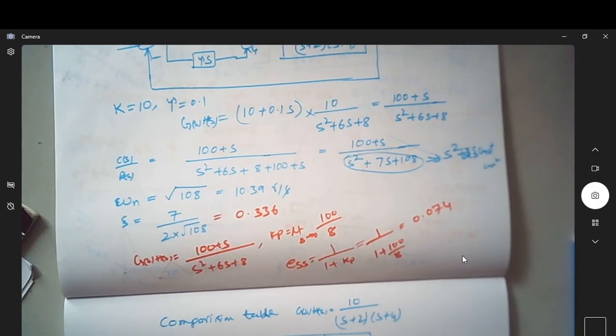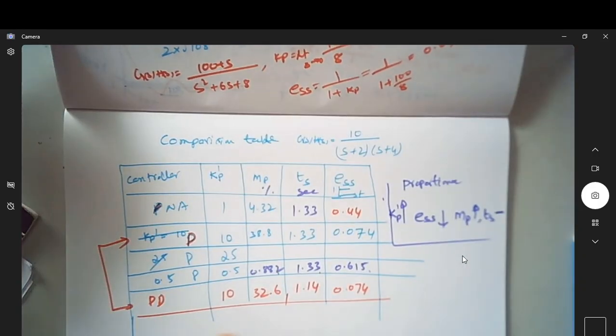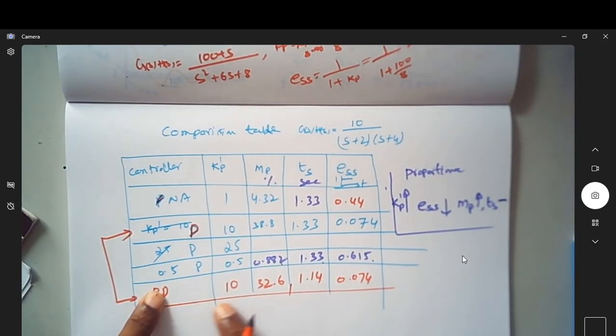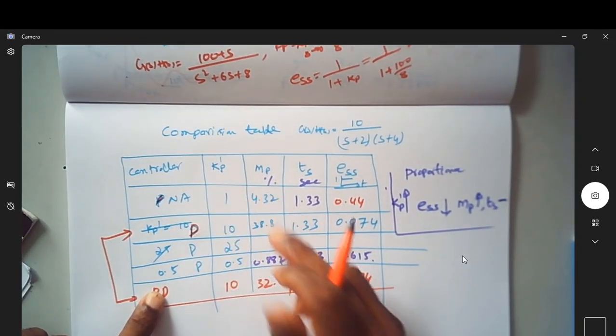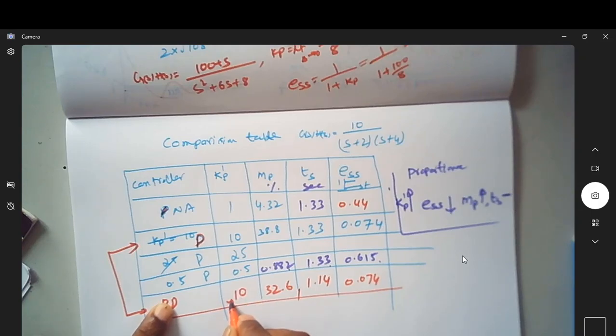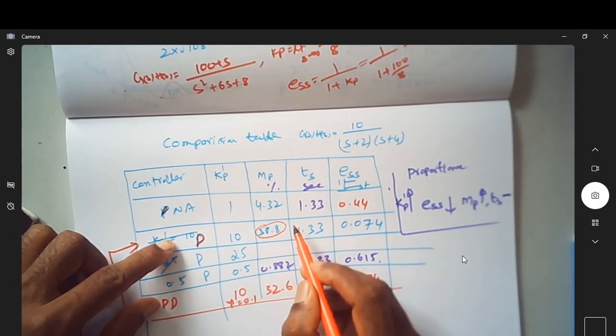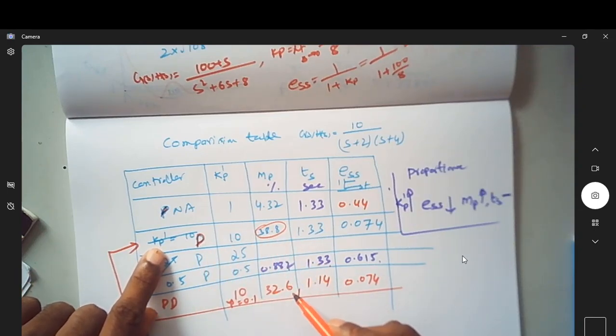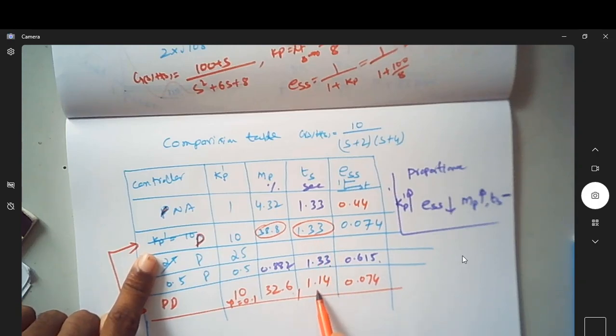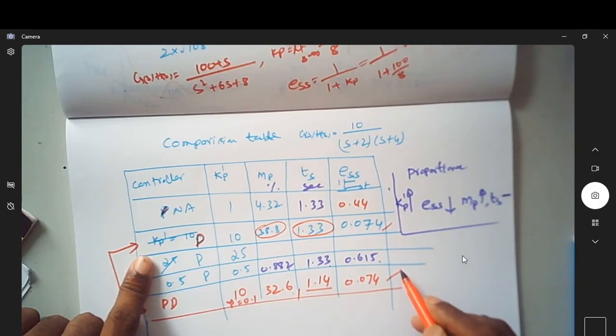This is the P controller, and this is the PD controller with K as 100. Let me also write its corresponding tau, which is 0.1. If tau is 0.1, I have an MP of 32%. See here? There is a slight reduction in the value of MP compared to the proportional controller. This is taking 1.33 second, now it is taking a bit lesser time to settle to 2% tolerance. Can you see ESS is almost the same?